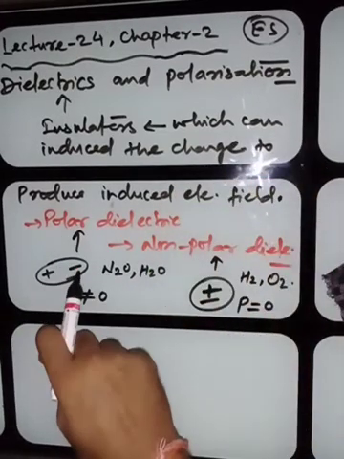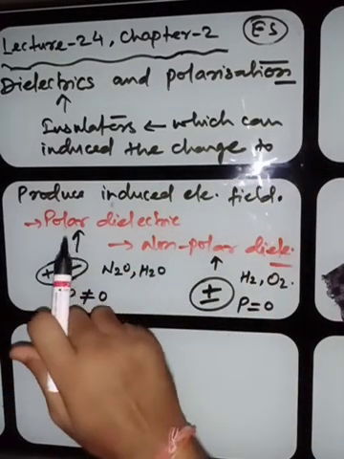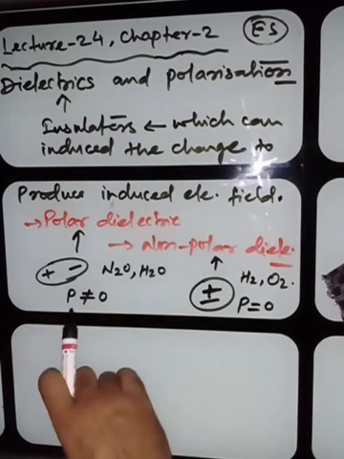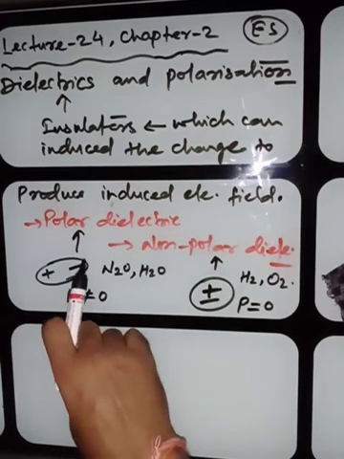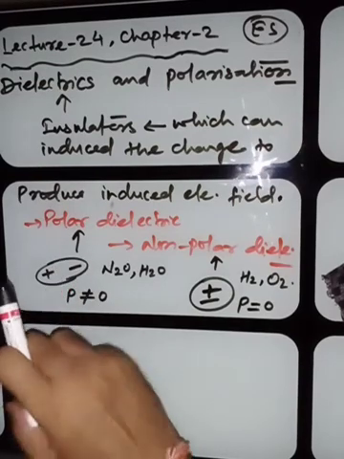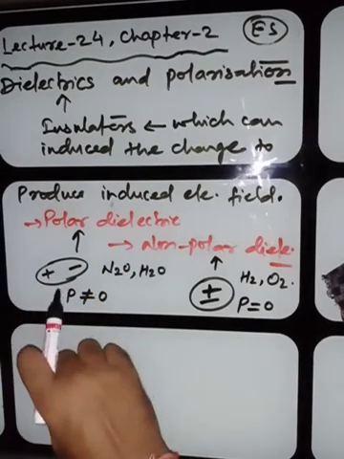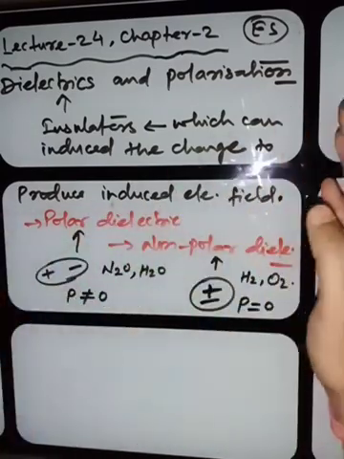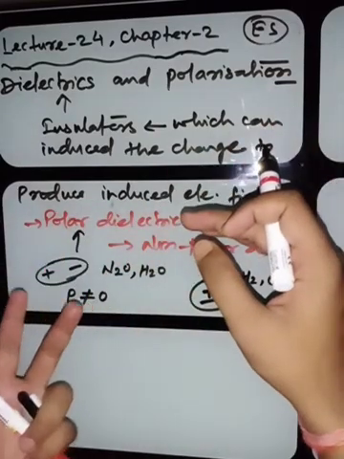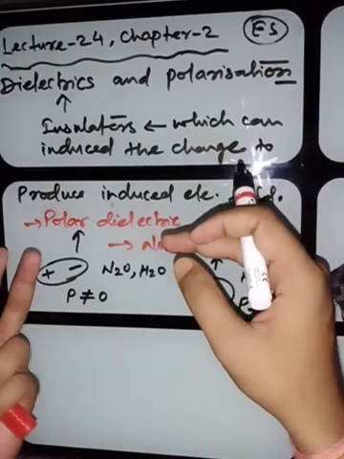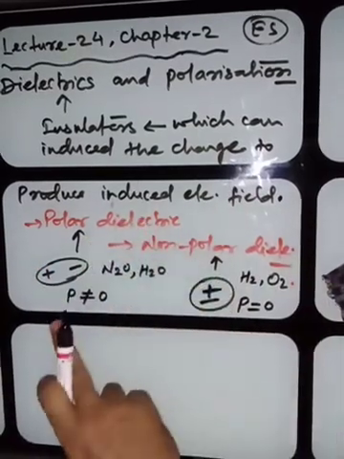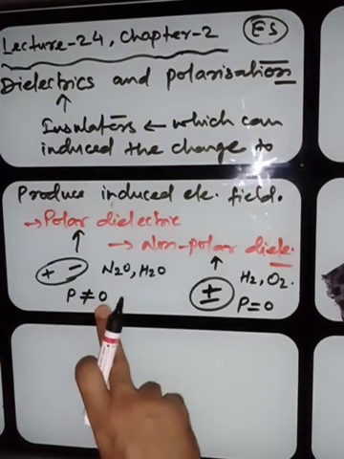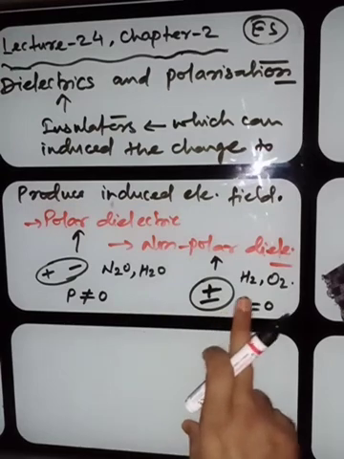Remember, what is important about the polar dielectric? The polar dielectric has a permanent dipole moment. This is not zero. But there is not just one atom, there are a number of atoms in a dielectric, so whether we have a net dipole moment we will discuss. Here I am talking about the individual atom, whose dipole moment is not equal to zero.